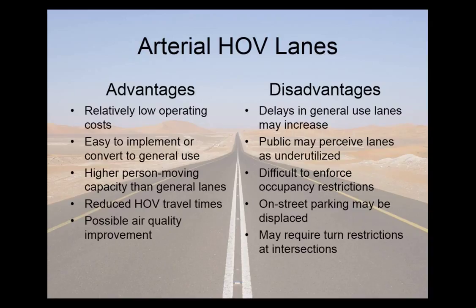Oftentimes, the on-street parking in arterial areas may need to be removed in order to make way for the HOV lane. And also, adding HOV lanes may require turn restrictions at intersections, since oftentimes HOV lanes are added to the right lane, and right-turning vehicles would also have to use the right lane, hence the need for turn restrictions.